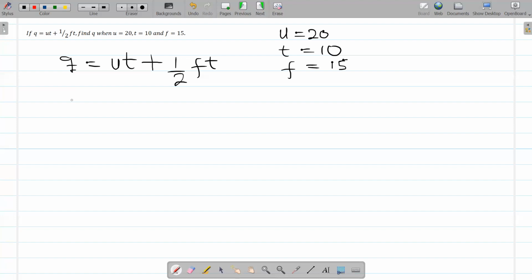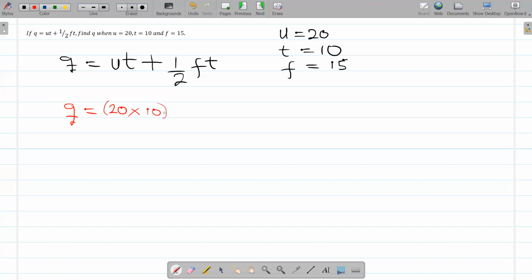Okay, that's okay, don't worry about it. So we have Q being equal to U. Let's take it one at a time. What is the value of U? 20. Okay, so you write your 20. Whenever you see letters together like that, that's multiplication. So you bring your multiplication. What is the value of T? It's 10. Okay, good. So that is one side of the equation.